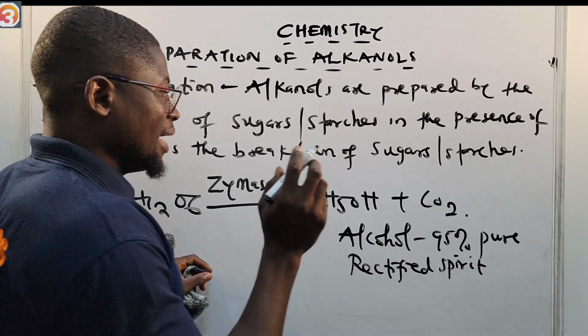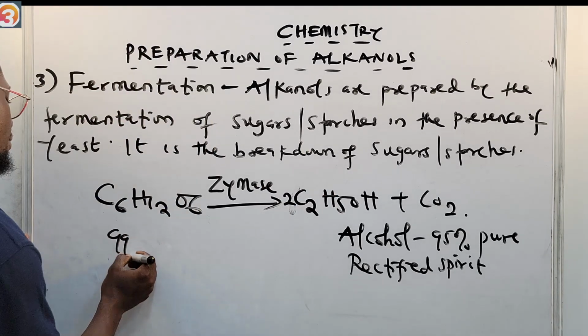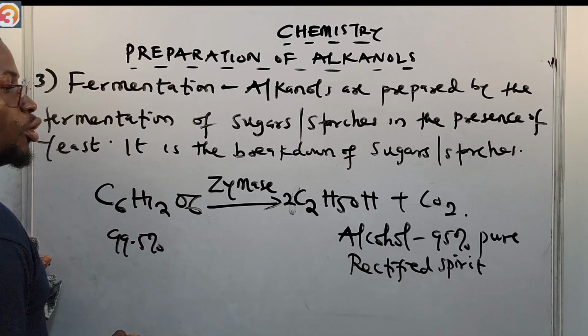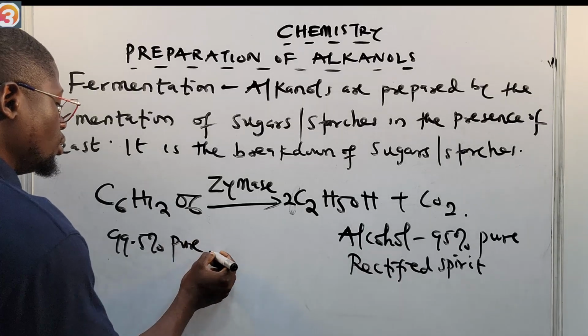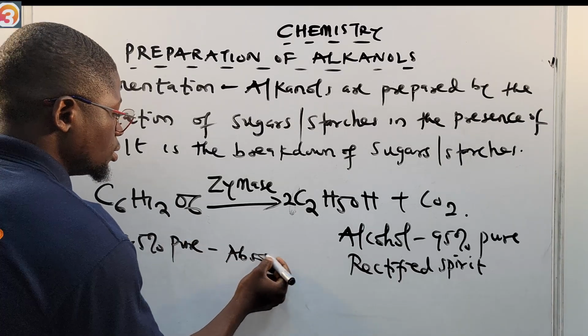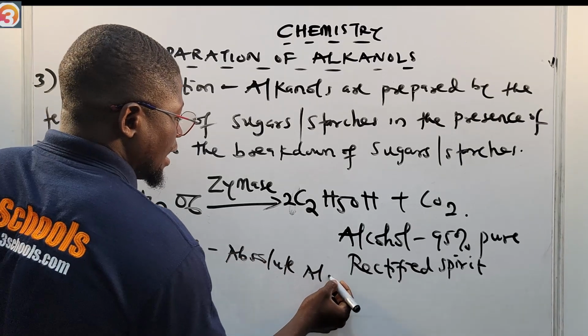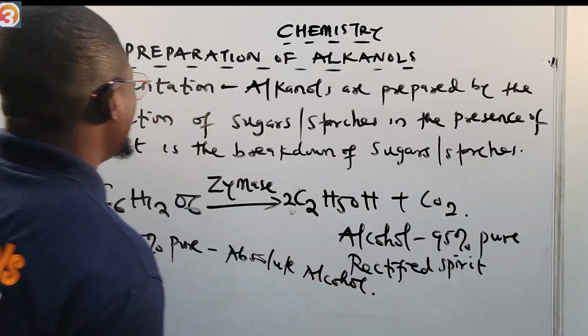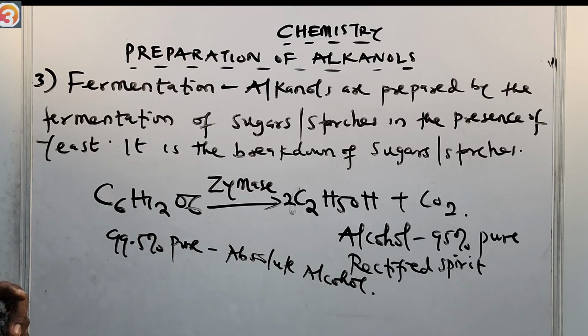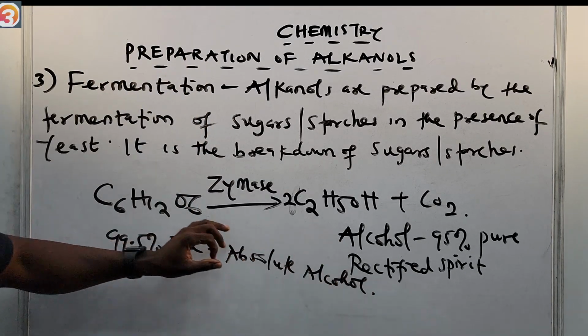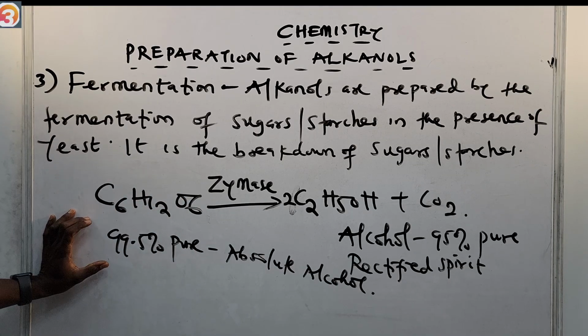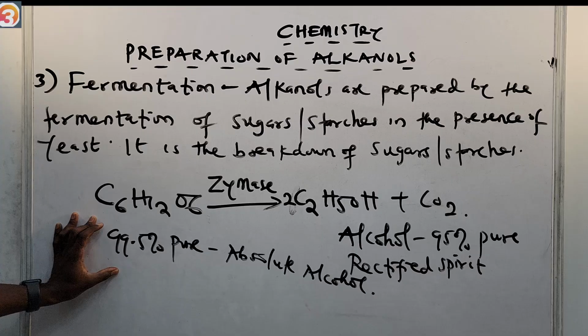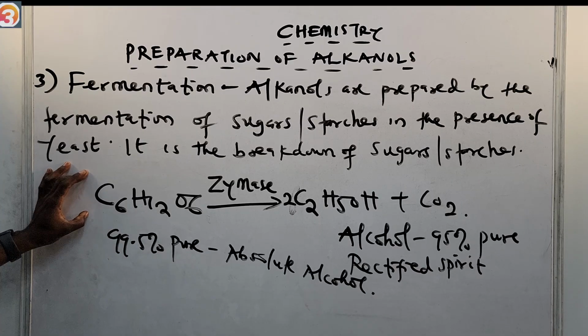While alcohol that is 99.5% pure is called absolute alcohol. All right, please take note of that. So alcohol that is 95% pure is called rectified spirit, while alcohol that is 99.5% pure is called what? Absolute alcohol.